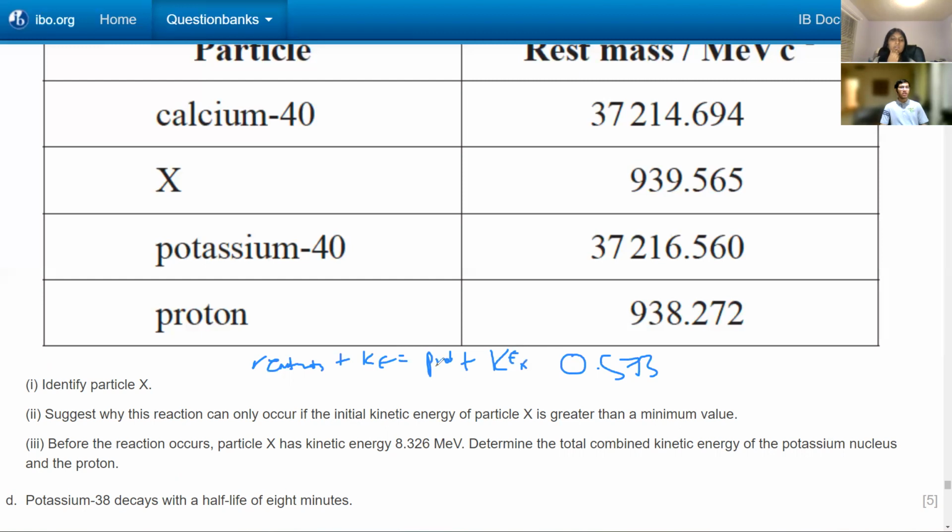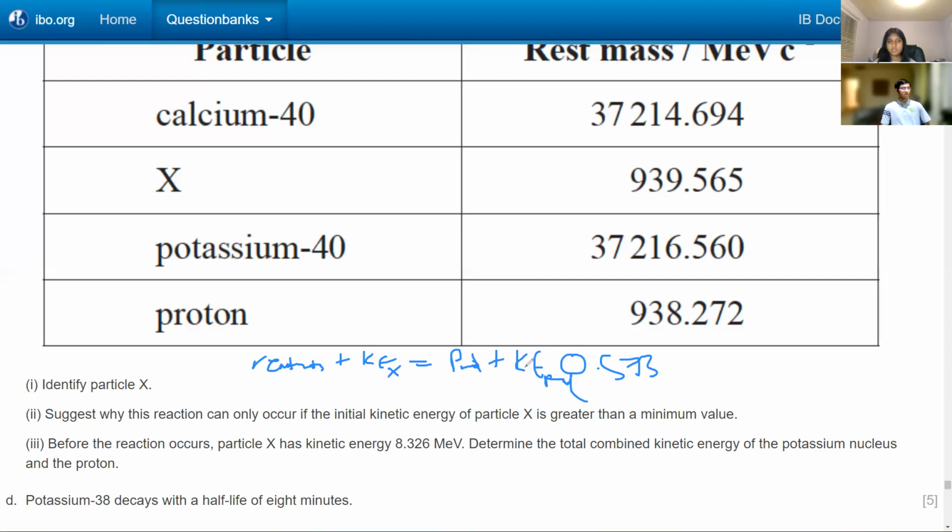Or is the kinetic energy of X on the other side as well? Wait, no. It's kinetic energy of X on the left side, and then kinetic energy of the products on the right side. Equals products mass plus kinetic energy of products. Yeah, it's just like that. So the unknown is the kinetic energy of products.